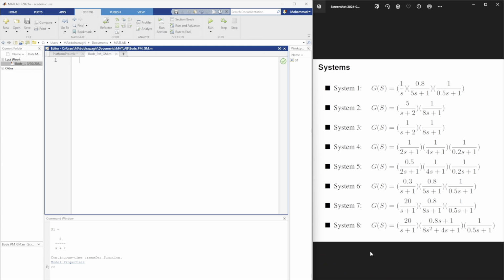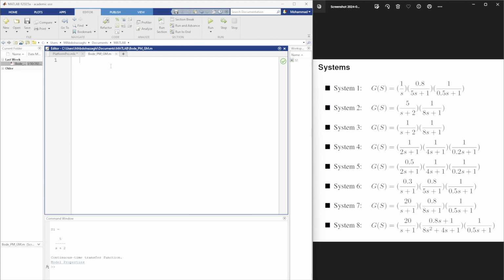So over here, we have a bunch of systems on the right side, system 1 to 8, that are the transfer functions of the total system, some of which are a multiplication of some smaller building blocks, as you can see here. And the purpose of this tutorial is to find out what would be the Bode plot of each one of them using MATLAB, as well as what would be the equivalent gain margin or phase margin of the system that we will be eventually using to find out the stability of the system. So let's try to solve each system one by one as an example.